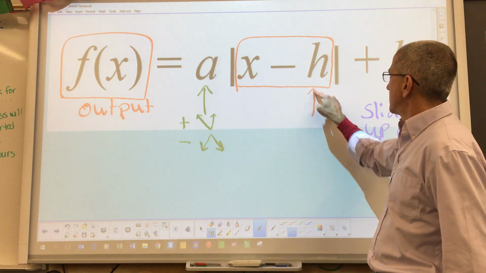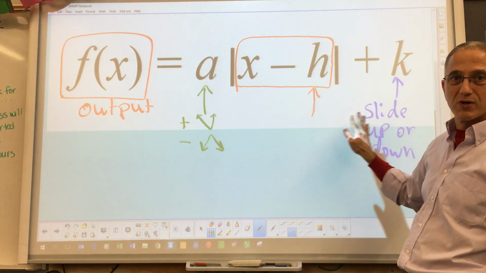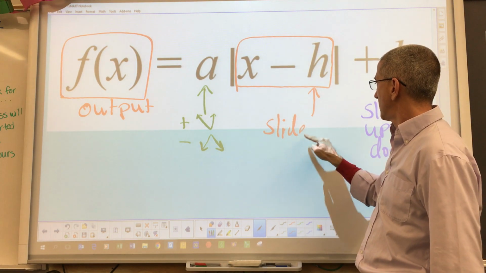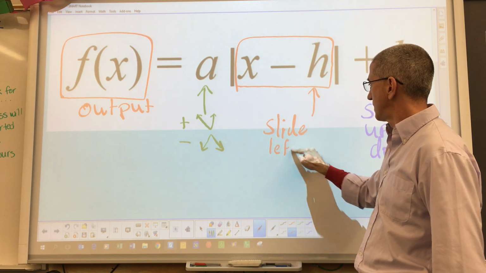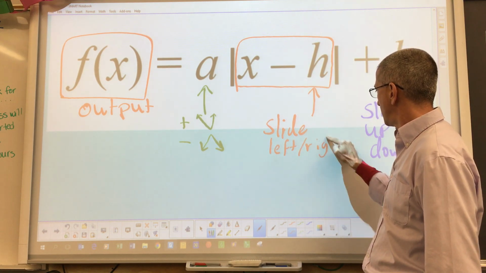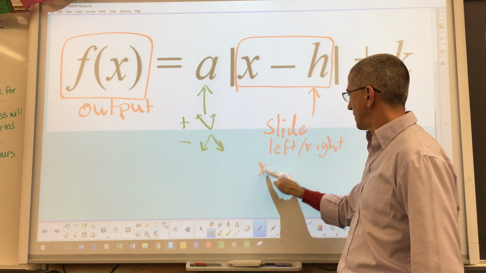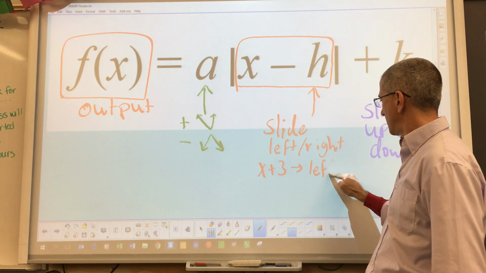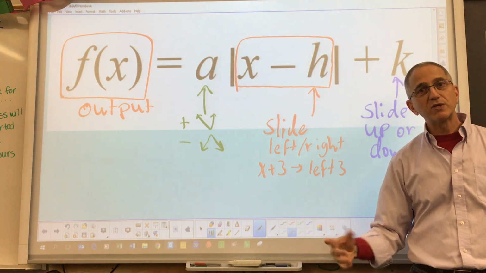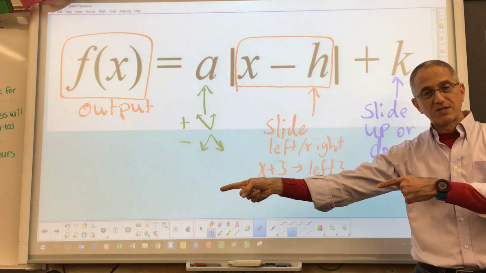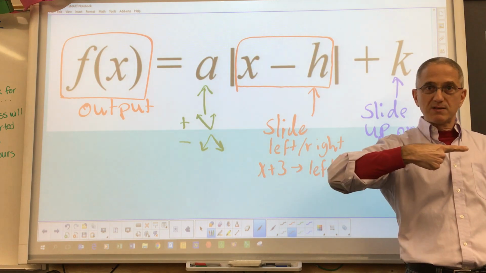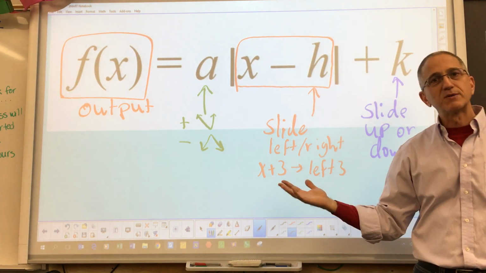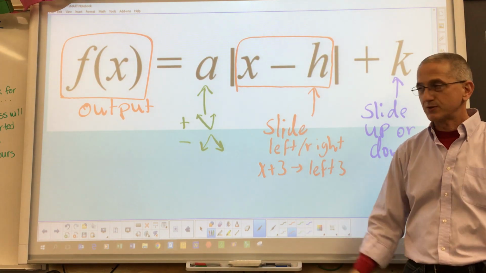So this is your horizontal translation, so slide left, right. So if it says +3, you're going to go left 3. If it says -9, you're going to go right 9. That should be with your notes. And that's how I was able to graph that other one without using Desmos.